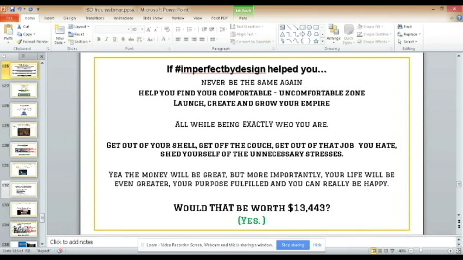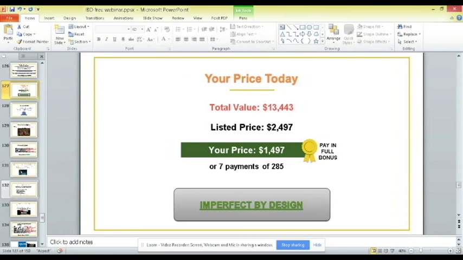Would that be worth $13,443? Raise your hand if you're saying yes. So your price today, of course, would never, ever, ever be $13,443. Your price today is going to be $1,497. And if that is hard to do at once, we do have a 7-payment program of $287.